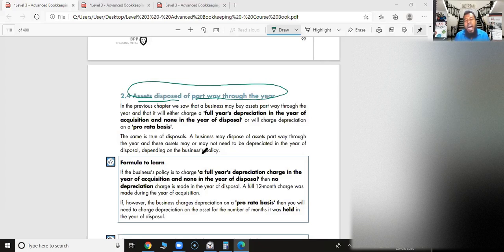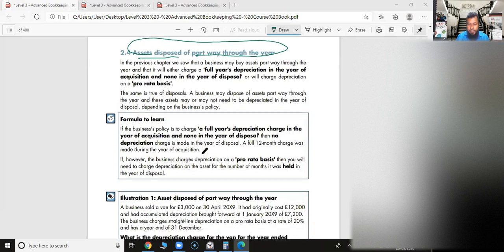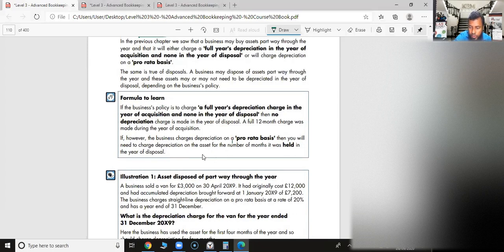Partway through means half yearly, could be 3 months later you sold the asset, 5 months later, not exactly at the beginning or not exactly at the end of the year. So partway through the year, you're buying or selling the asset. This time you're selling the asset. So we call it pro rata basis. Not the porota basis, the Indian dish in the morning we eat, porota or paratha. It's a pro rata, means month by month.